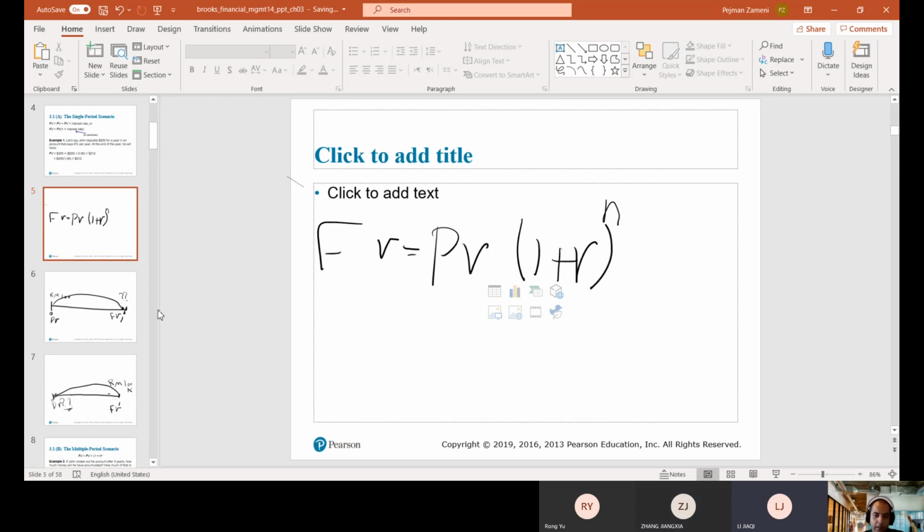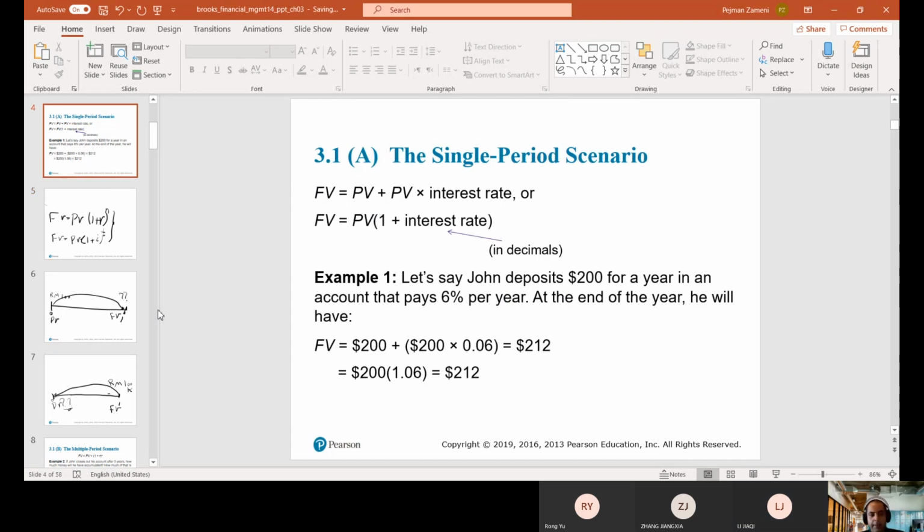Are we okay? Okay, future value equals present value multiplied by 1 plus I, or it is the same thing, to the power of T or N. These two are the same. See, there is an example here. It says, let's say John deposits $200 for a year in an account that pays 6% per year. At the end of a year, he will have how much? That's the question.